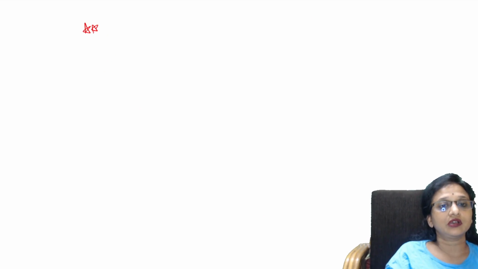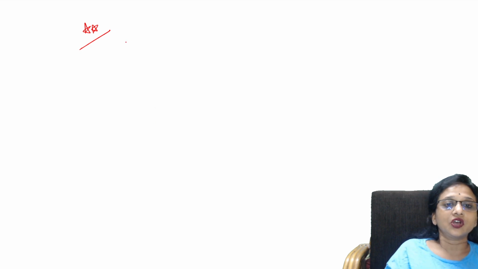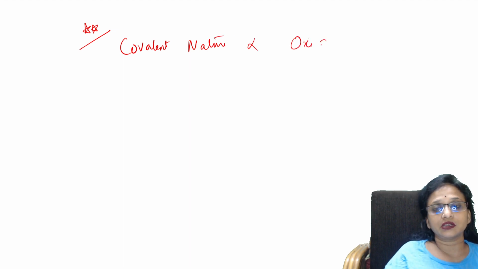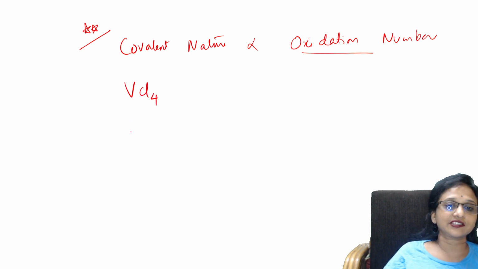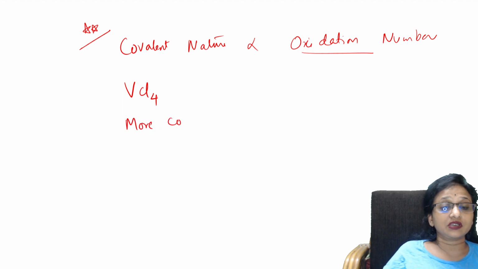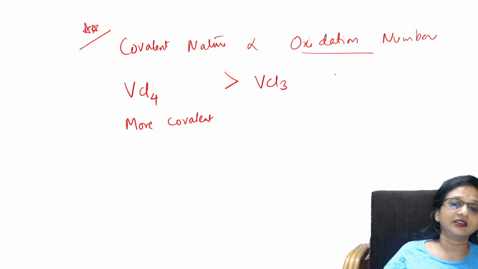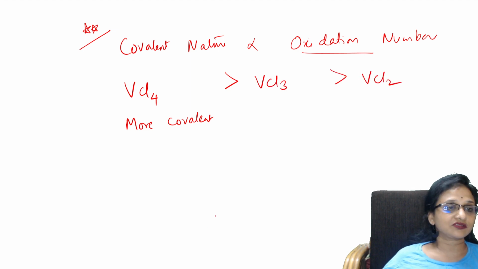Remember what to remember. What is it? Check carefully, students. Covalent character or covalent nature is directly related to your oxidation number. How to remember this example? Suppose the oxidation number is more, it means it is more covalent. See this, VCl4 is more covalent because the oxidation number is +4, compared to VCl3. Correct. Compared to VCl2. Done, students. This is ionic. This is more covalent, if I have to compare.